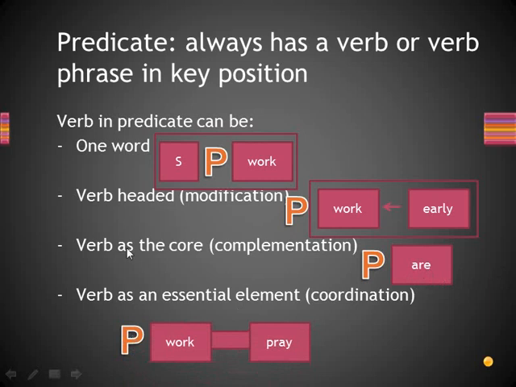Jadi predicate itu bisa satu kata, yaitu berupa verb, atau verb yang menjadi head, atau verb yang menjadi key element. Nanti akan dibahas macam-macam verb di pembahasan berikutnya. And also in coordination with a coordinator. Okay, dengan tambahan and atau or dan sebagainya.